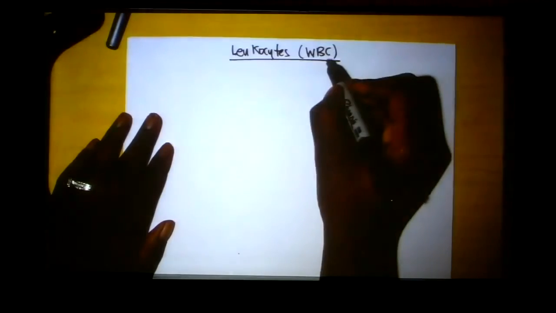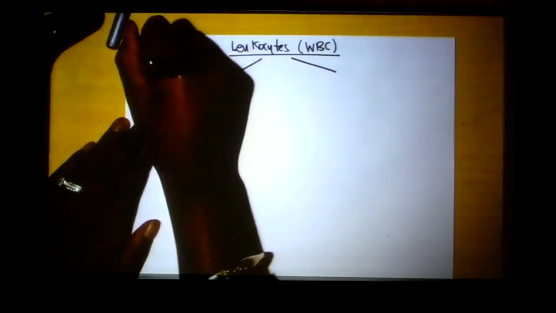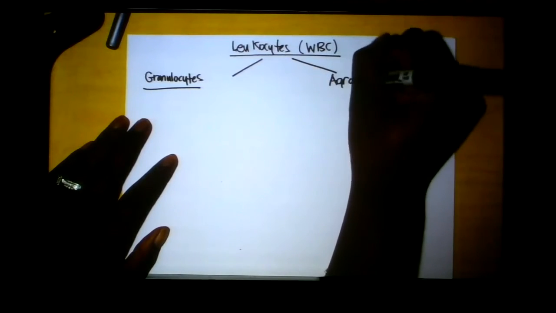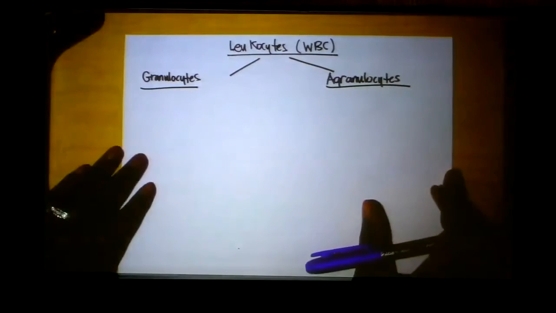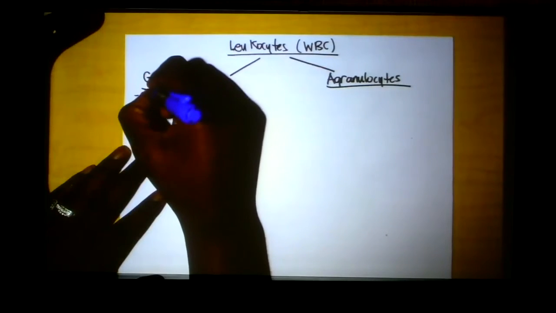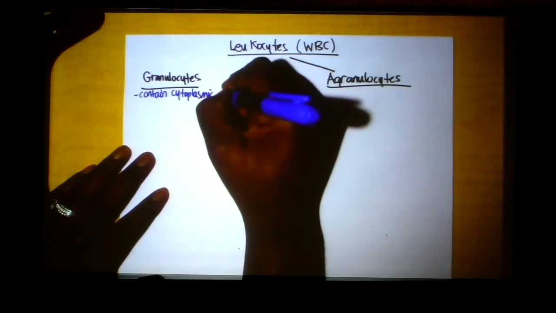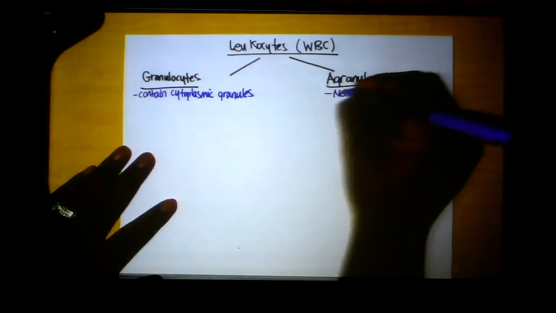Okay? And this WBC just stands for white blood cells. So we have two main types of leukocytes. We have granulocytes and we have agranulocytes. Now, very simply, the granulocytes contain cytoplasmic granules, whereas the agranulocytes have no cytoplasmic granules.